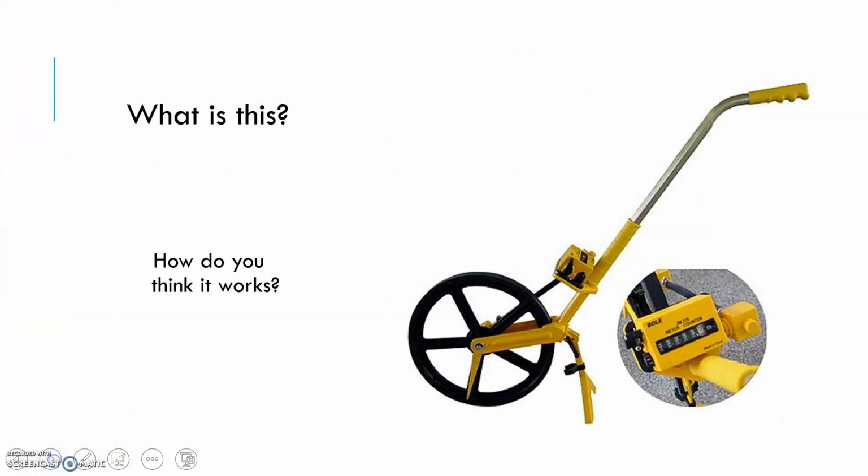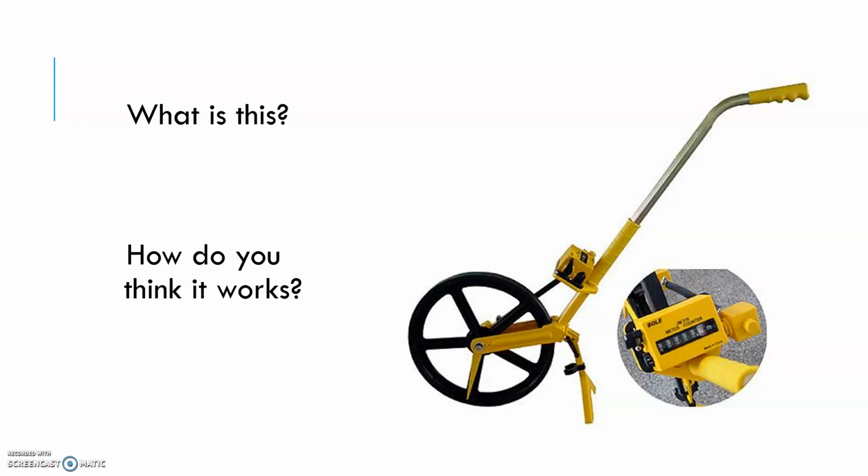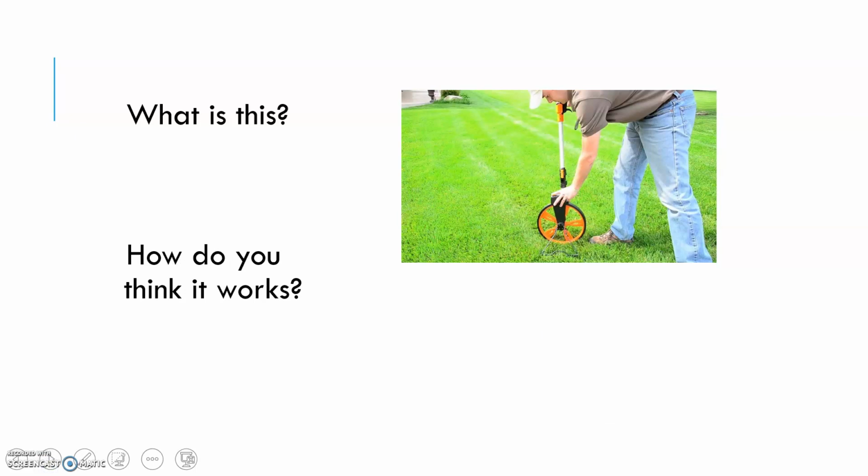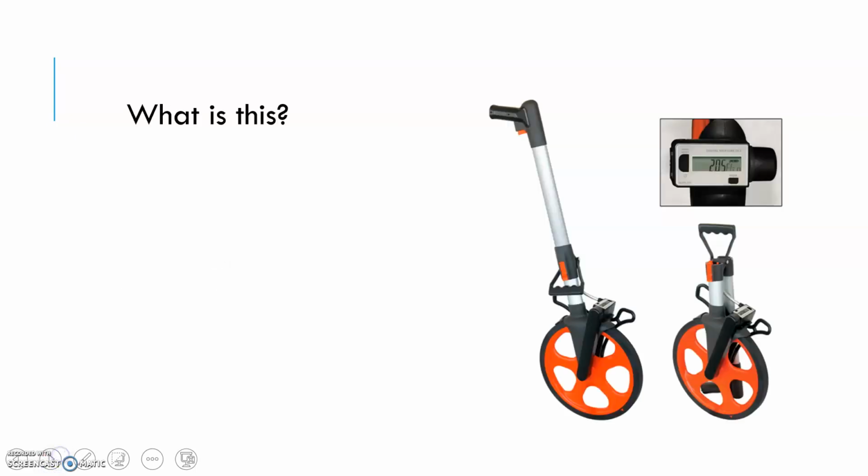Alright, so I want you to take a look at this instrument here and think about what this thing actually is and how you think it works. Okay, so if you answered a distance measuring wheel, you are correct. Now, we've mentioned this in class before. This is a very accurate way to measure distances.